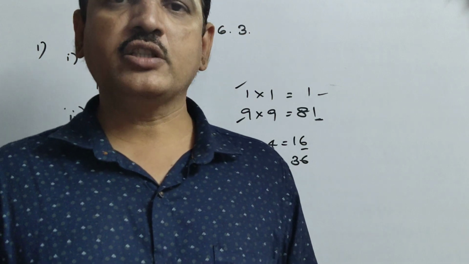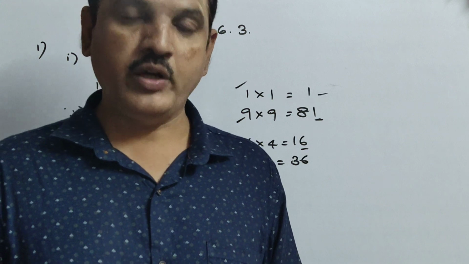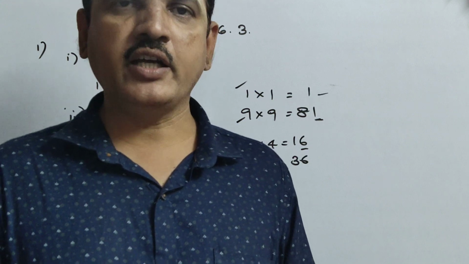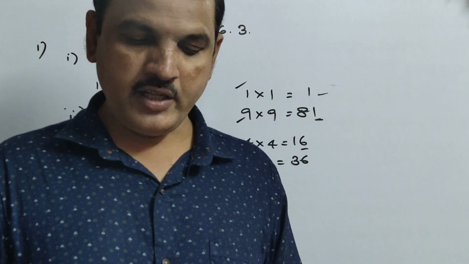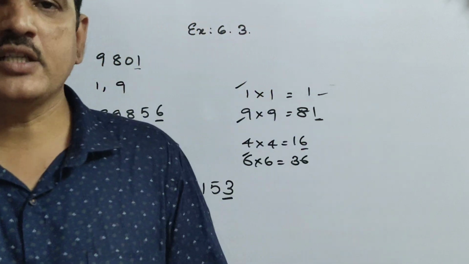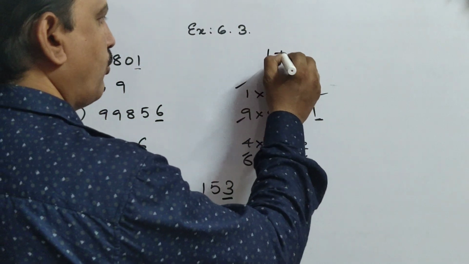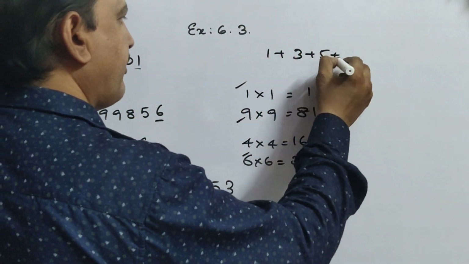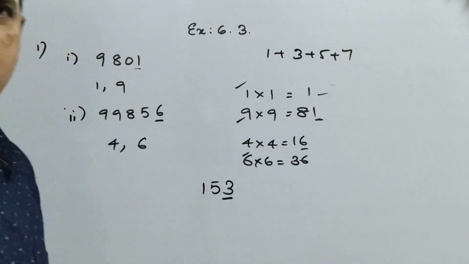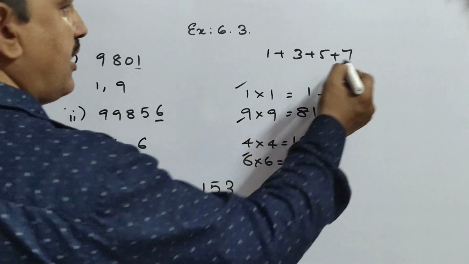Now, coming to the third question. Find the square roots of 100 and 169. Two numbers are given, 100 and 169, by the method of repeated subtraction. Very easy, children. Repeated subtraction. You all remember, children, as I told you, 1 plus 3 plus 5 plus 7. What are those? Odd numbers. Without adding all that, you can tell the answer very easily.